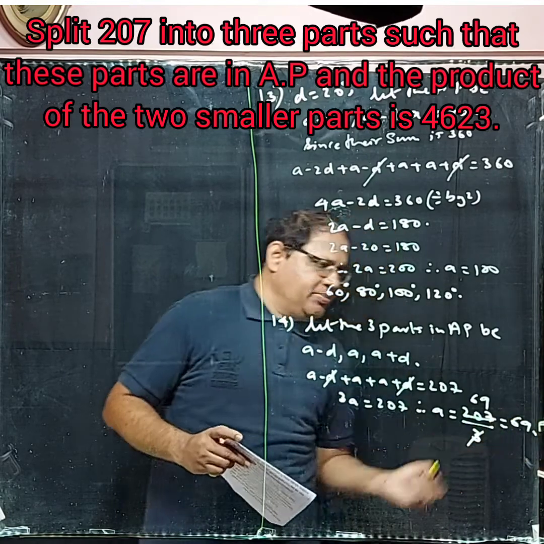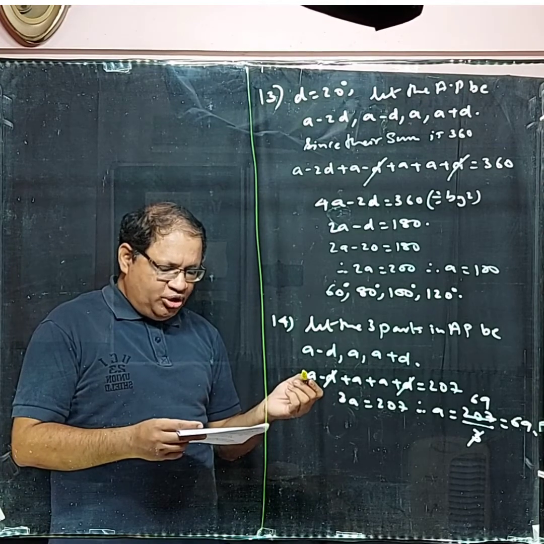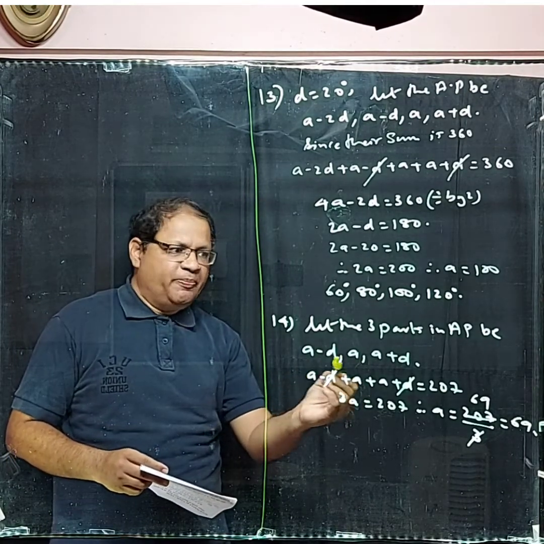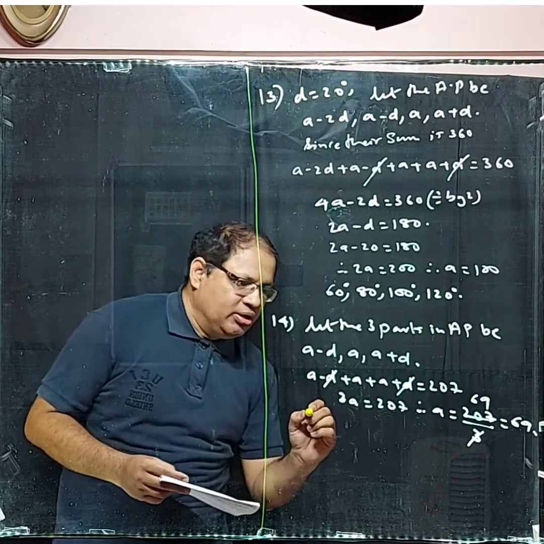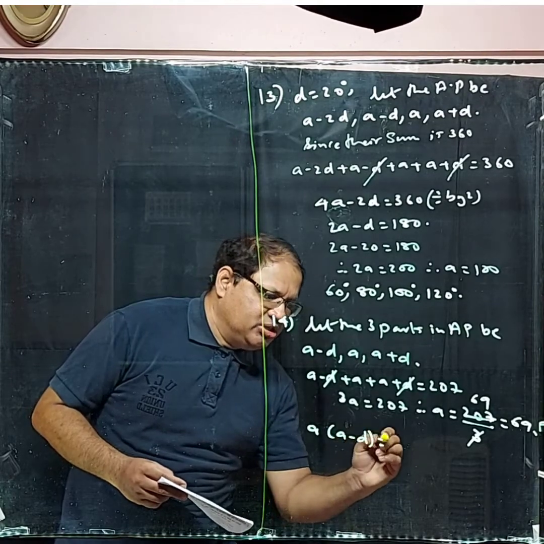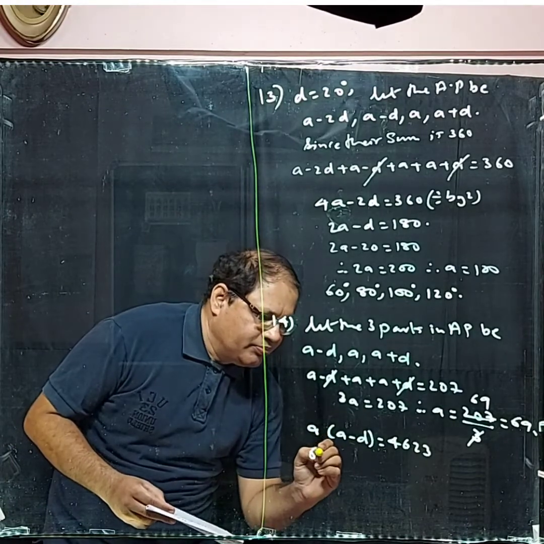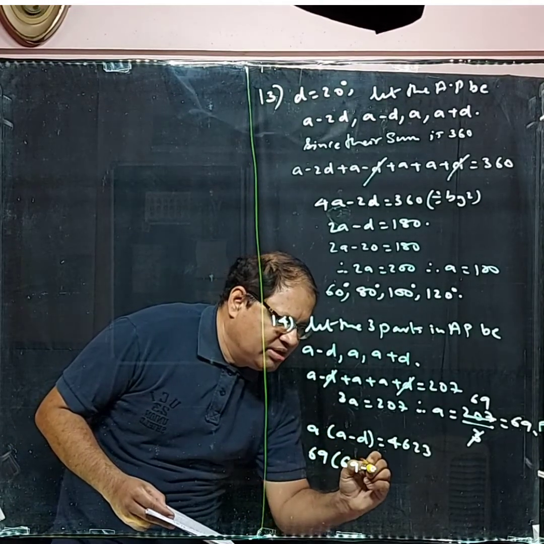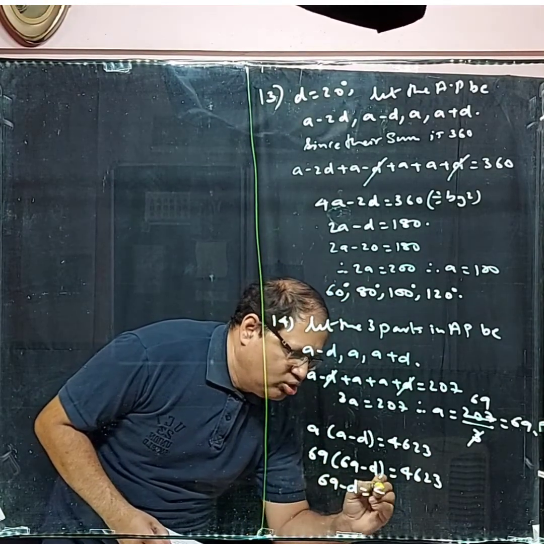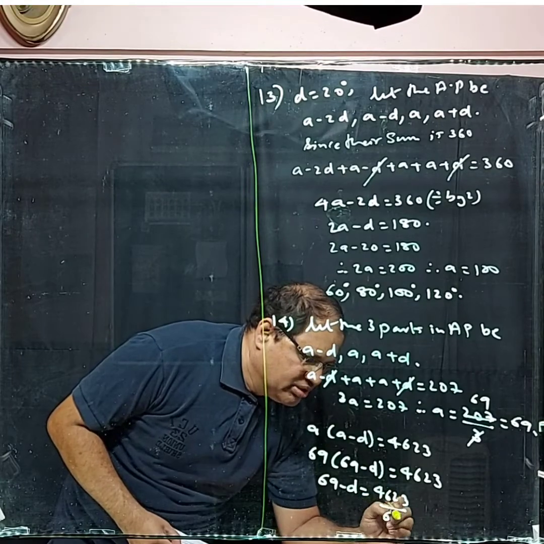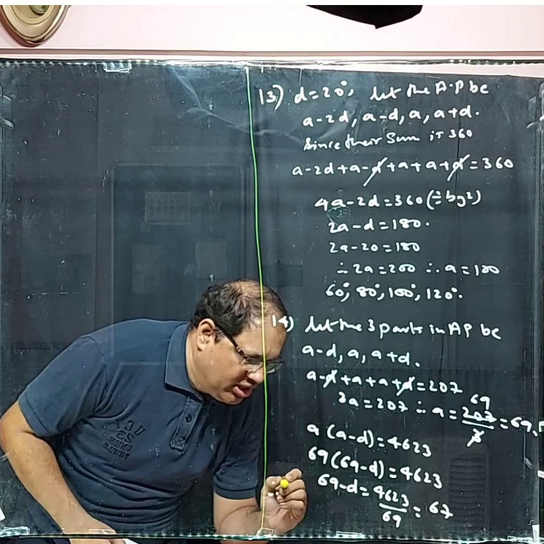So it's coming 69. Okay. Now what else they have given? Product of the two smaller parts. So these two are the smaller parts, a minus d and a. So product is 4623. So a bracket a minus d is equal to 4623. So now a is 69. Bracket 69 minus d is equal to 4623. So 69 minus d is equal to 4623 divided by 69. That is 67. So now how do you find out d?